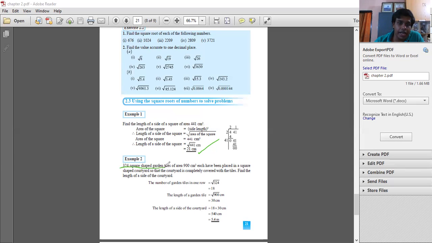324 square shaped garden tiles of area 900 centimeters square each have been placed in a square shape, and the courtyard is completely covered with them. Find the length of the side of the courtyard. Find the number of garden tiles in one row.